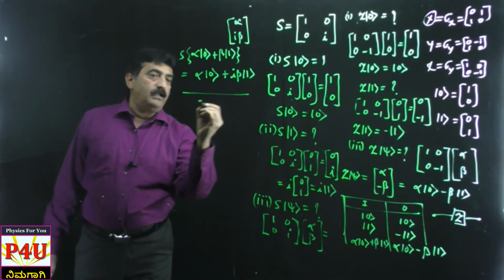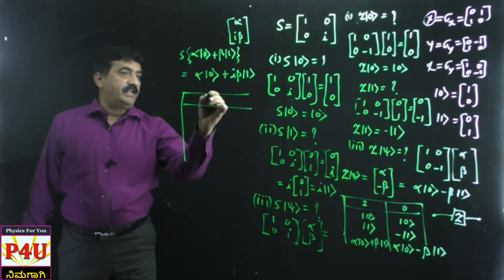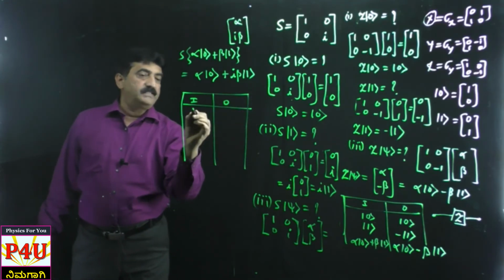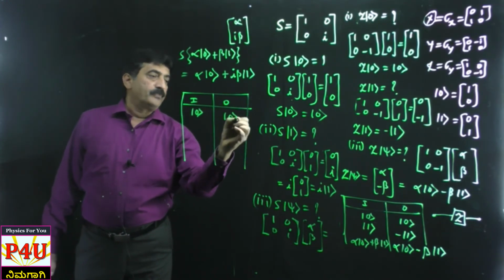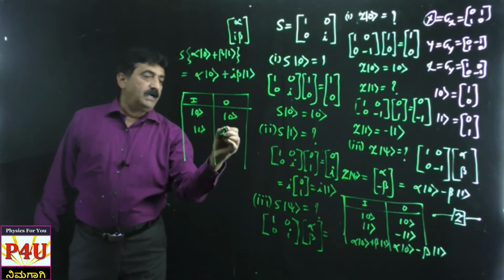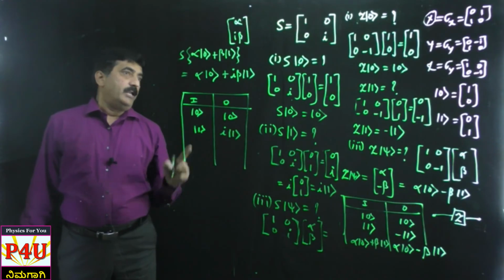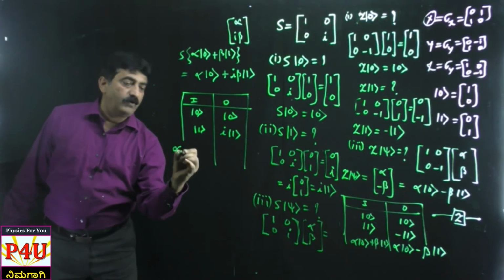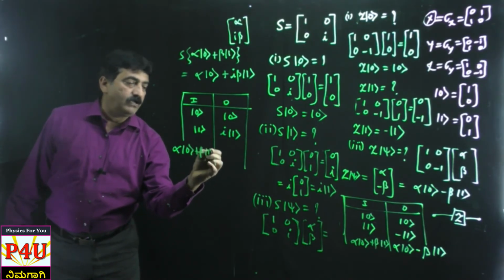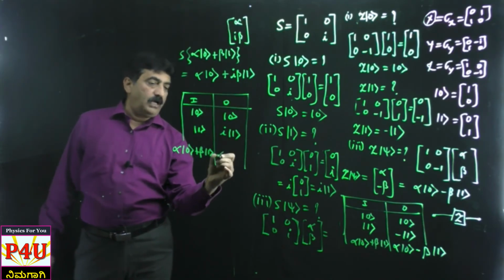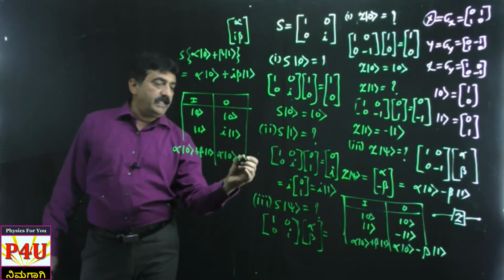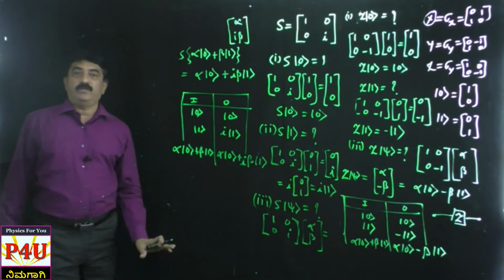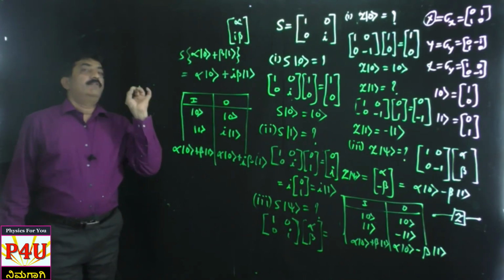Now the truth table, whatever I have written, you just summarize. It is going to be the truth table: input, output. Input is 0, output is also 0. Input is 1, output is i into ket 1. Then you write this full thing as input, that is alpha ket 0 plus beta ket 1, and the output is alpha into ket 0 plus i into beta ket 1. So this is the truth table for the S gate, that is a phase change gate.